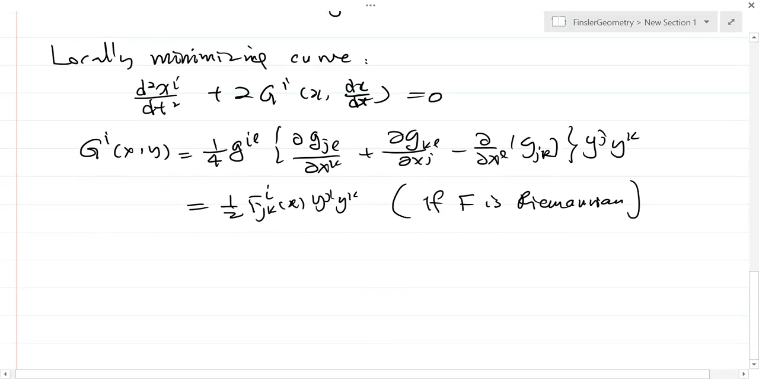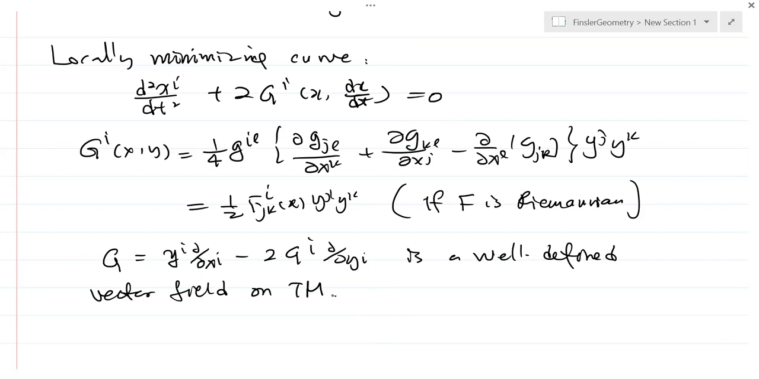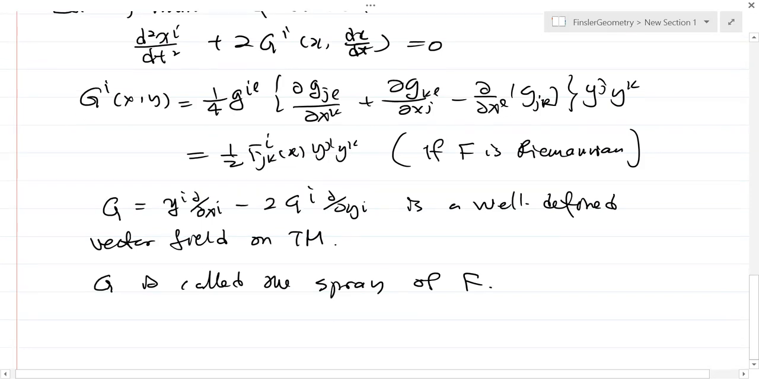Now, what I want to point out is this vector field on the tangent bundle. This is a well-defined vector field on the tangent bundle, and when you change your local coordinates, this will not change. So this G is called the spray of F, right? And we don't pay much attention to this vector field in Riemannian geometry.